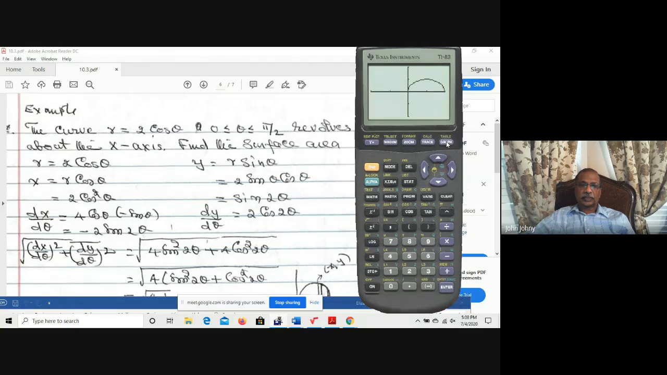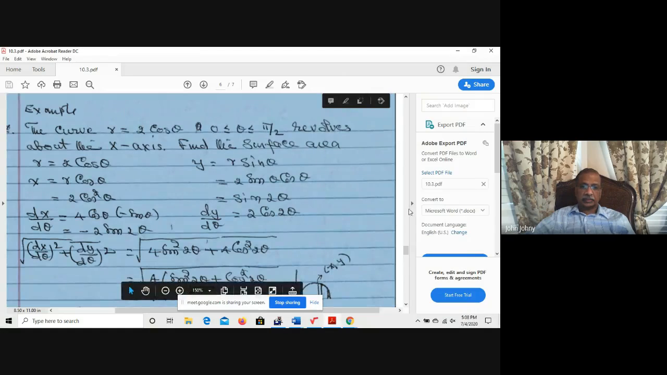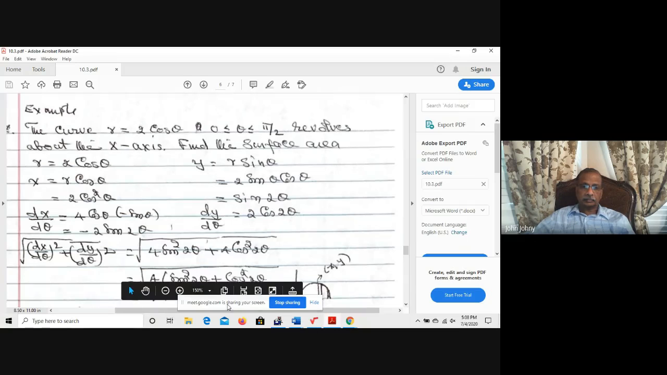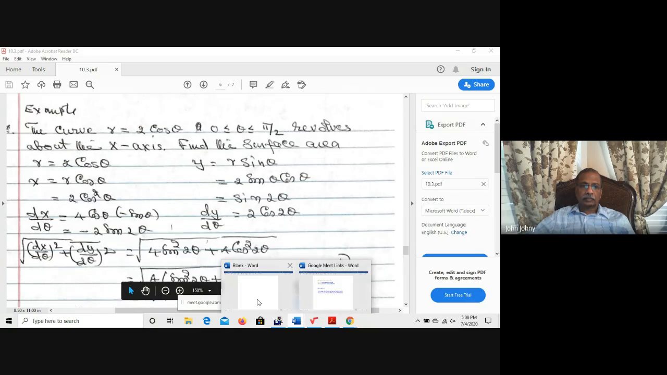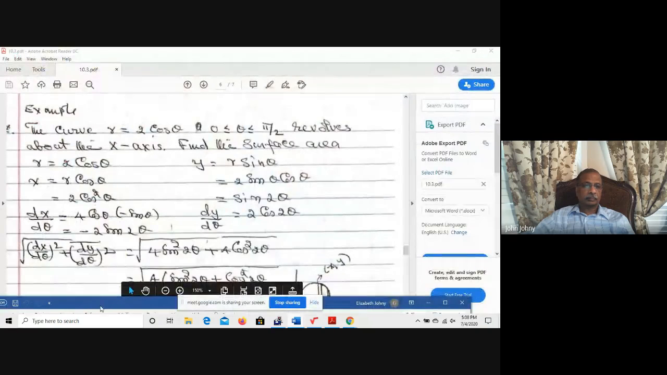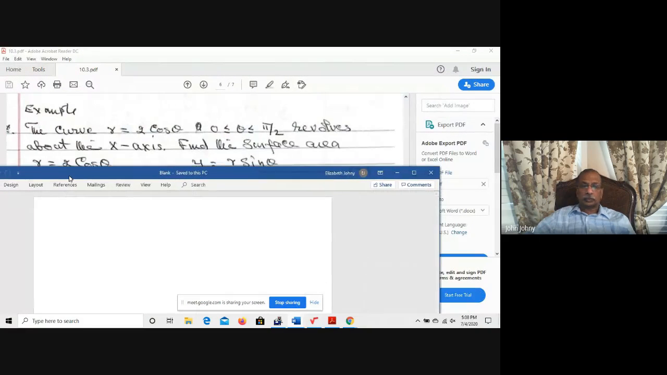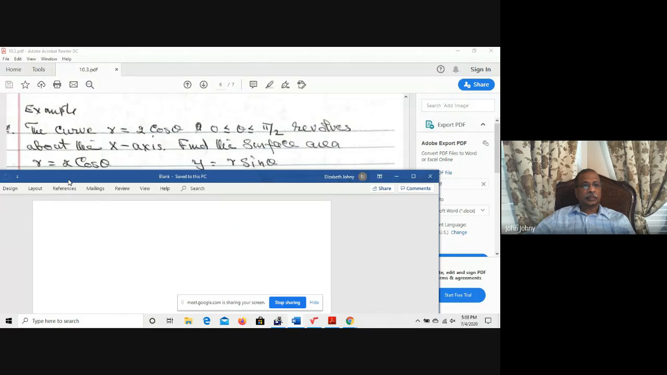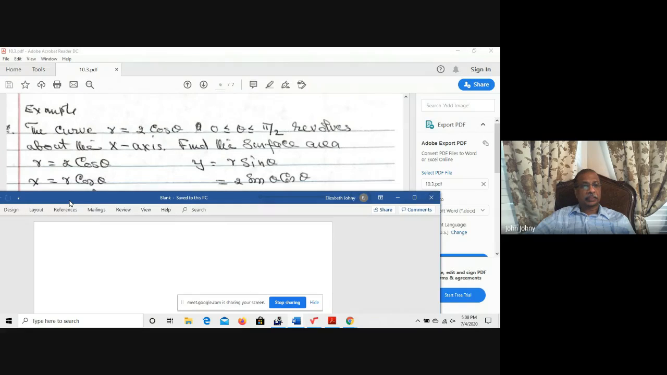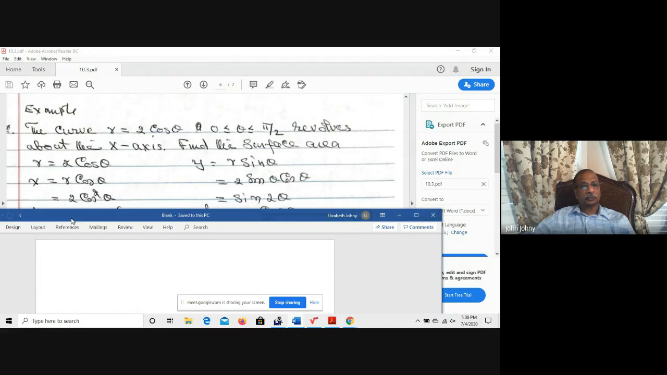So that is a semicircle, and this semicircle revolves about the x-axis, and find the volume, not volume, the surface area of the sphere. When a semicircle revolves, the resulting 3D object will be a sphere. So you are asked to find the surface area of the sphere. Okay, let us continue. r is equal to 2 cos theta. Therefore, x is equal to r cos theta, that is 2 cos theta times cos theta, 2 cos square theta.